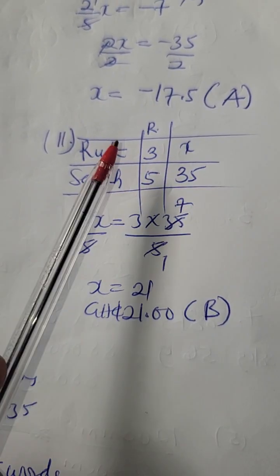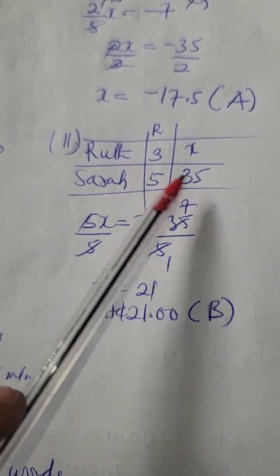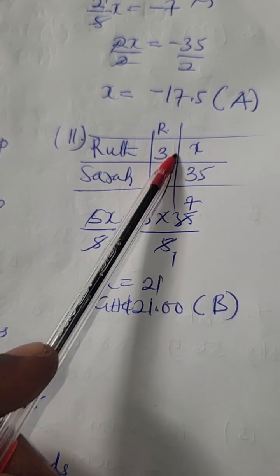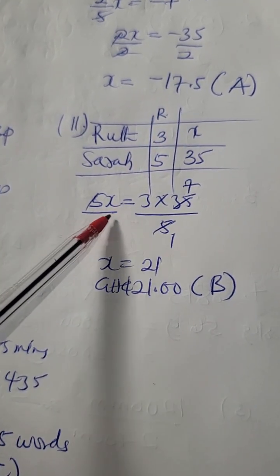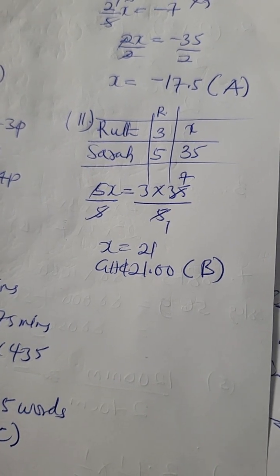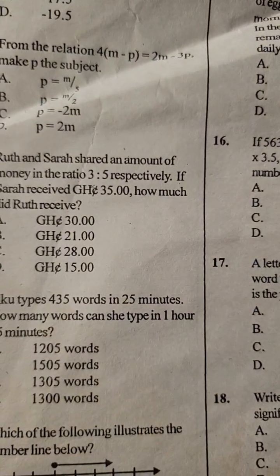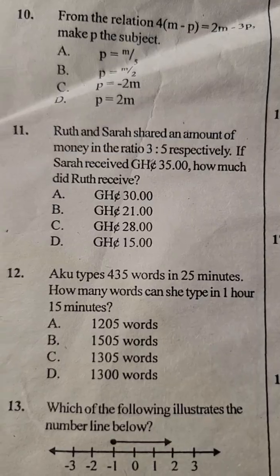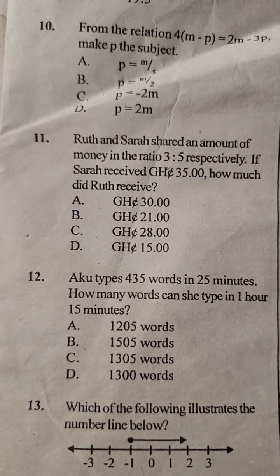There is a direct proportion between the ratios and the amount, so we cross multiply. 3 by 35, 5 times x. So divide 3 by 5, 5 here, 1, 5 here, 7. 3 times 7 is 21 Ghana cedis. Option B.